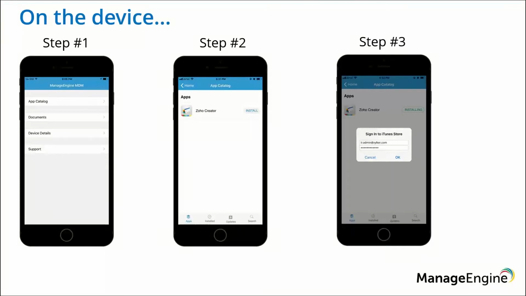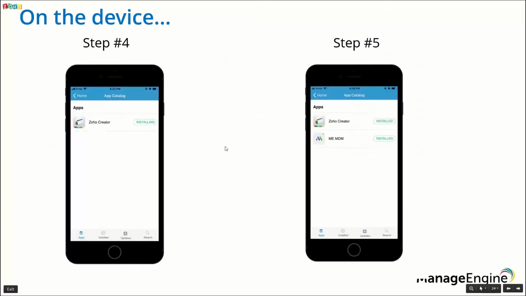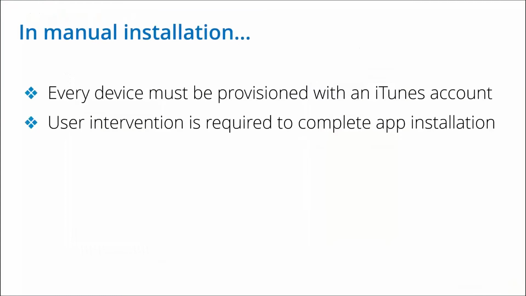As you know, every app installation requires an iTunes account on the devices, and when you distribute through the app catalog, and the user finds the list of applications being distributed and tries to initiate a deployment, it will prompt the user to provide their iTunes account. And after providing the details, the app will be automatically installed on the devices.